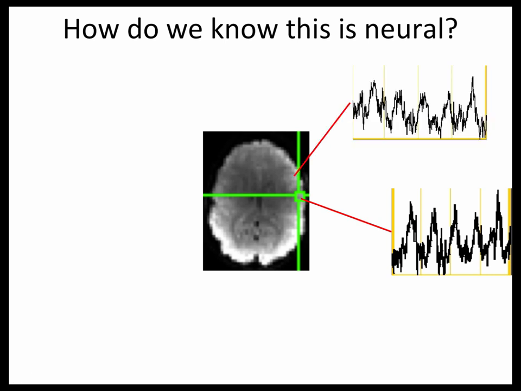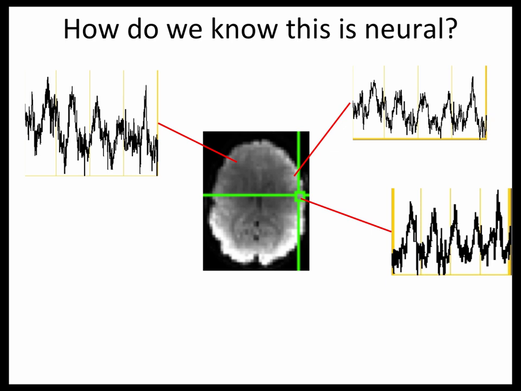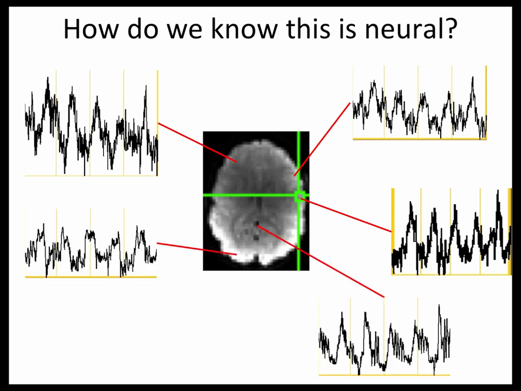Here's another voxel in the brain. Here's another voxel. Here's another voxel. So what do people think? Do people still think this is neural? Yes? You have to know if they're moving too. Important. If they're moving with each block, then that would be an issue.